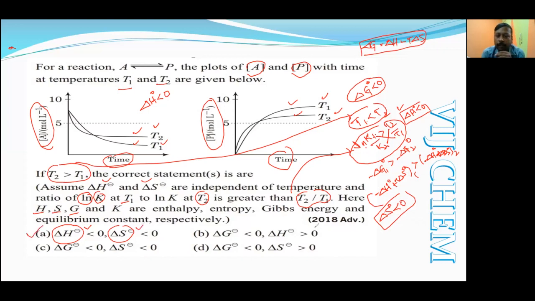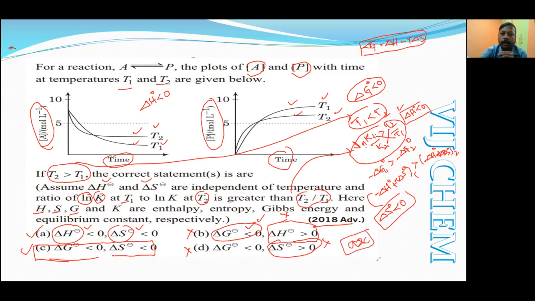As it is a 2018 Advanced question, more than one correct option is possible. So delta H less than 0 is not a problem, this is correct. But delta H greater than 0 is a problem, so B is not correct. Why B is not correct is clear. Then here delta G less than 0, delta S less than 0, therefore option C is also correct. The problem with D is delta S greater than 0, that's why option D is wrong. Therefore, A and C options are correct.